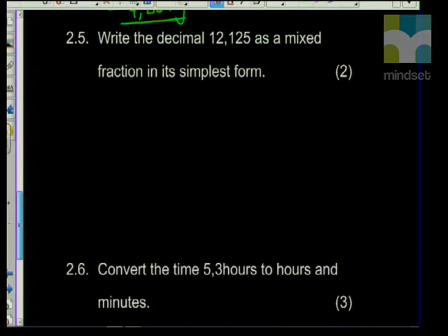Right, question 2.5. Write the decimal 12,125 as a mixed fraction in its simplest form. Now the word mixed fraction basically means that I need to convert this decimal to being a fraction that has got a whole number and a fraction.